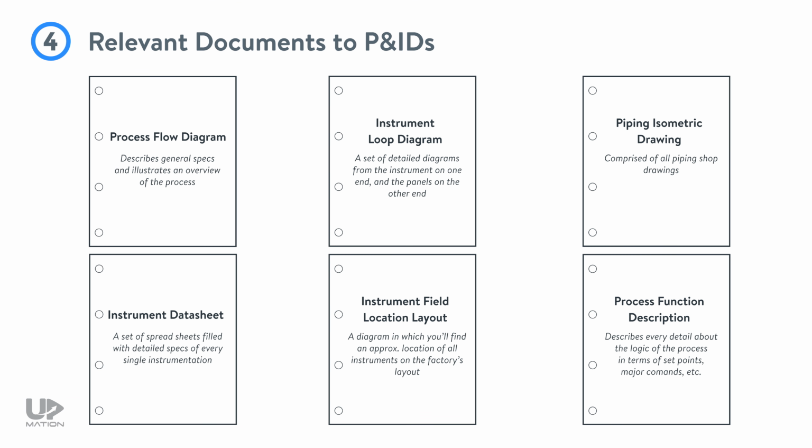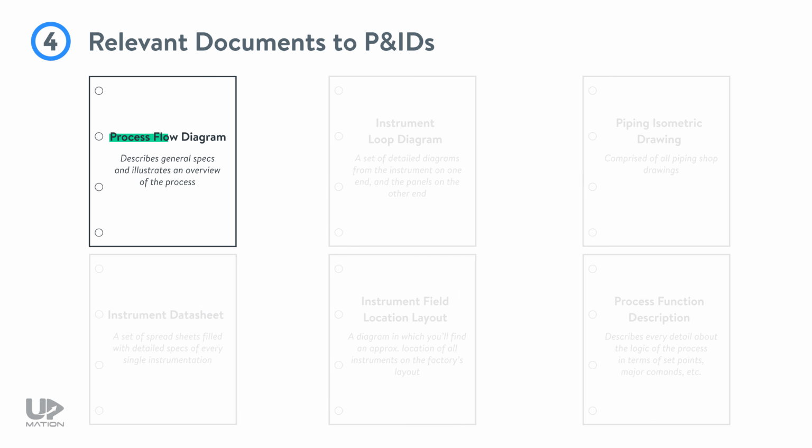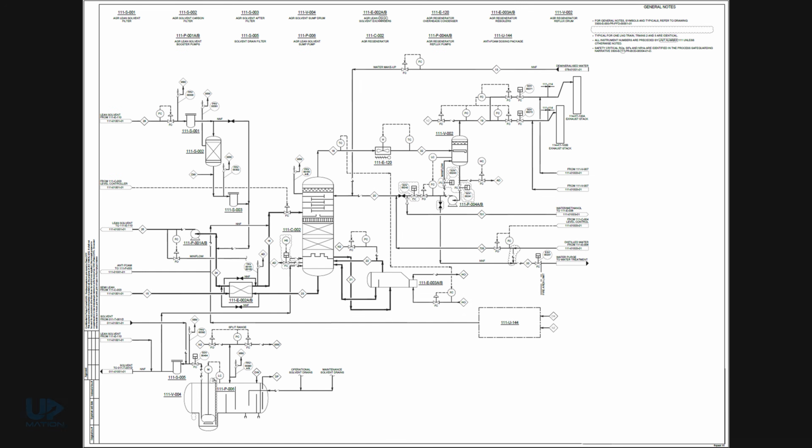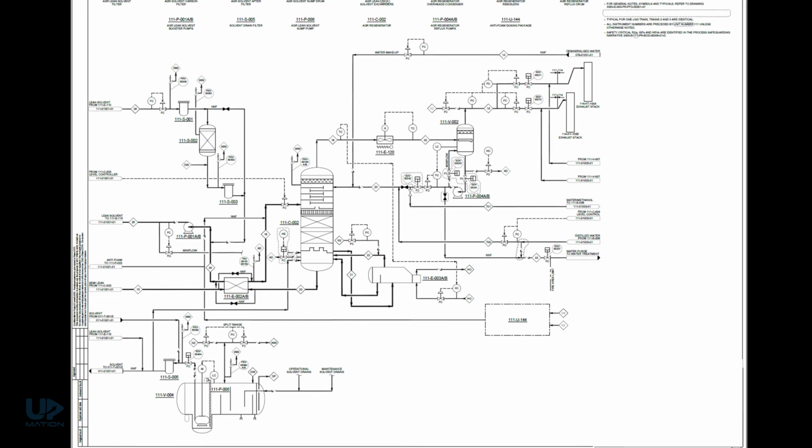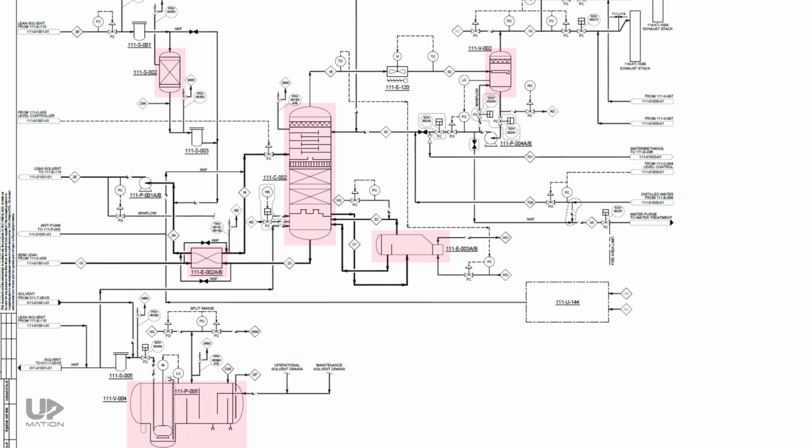Another fundamental yet related document that P&IDs are actually designed based on is the PFD, or Process Flow Diagram. Here, for example, you see the PFD of an oil and gas project. If I zoom in, you mostly see the major equipment plus some pieces of piping.